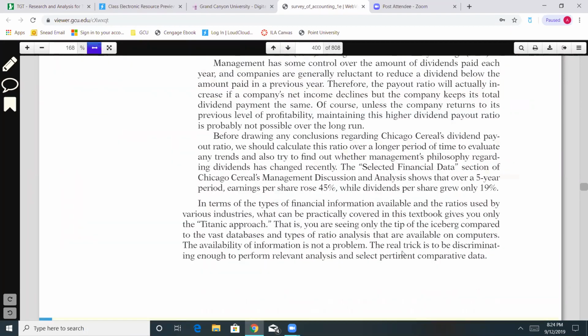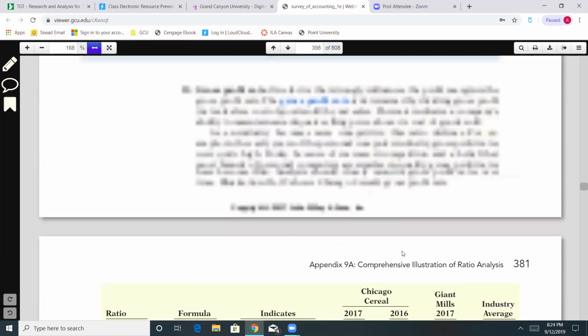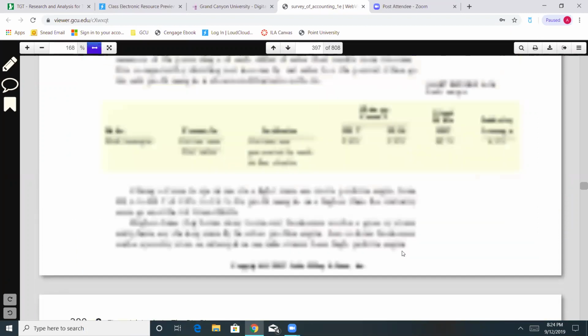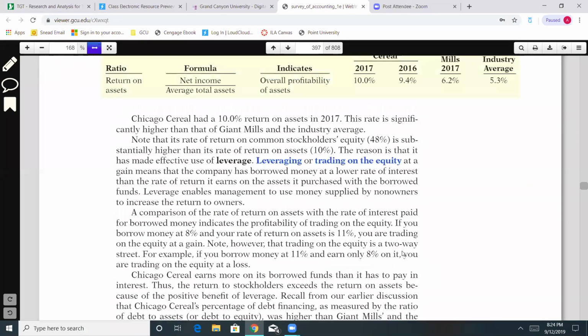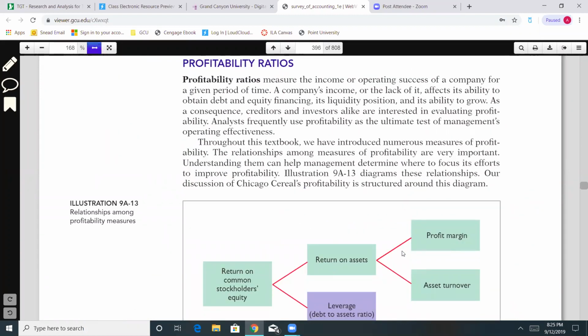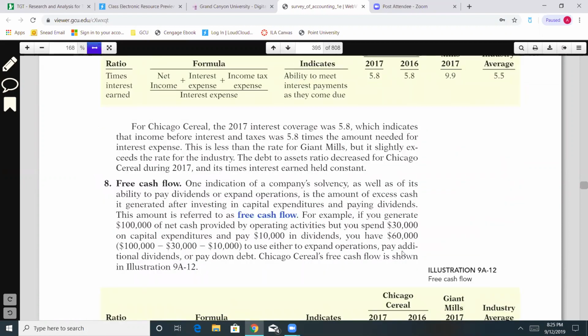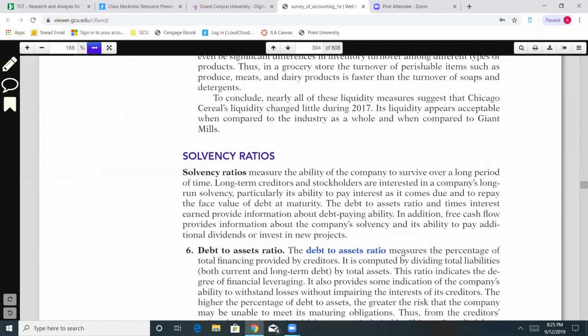So this one has got 1, 2, 3, 4, 5, 6, 7, 8. Profitability's got 8 of them in there. I'd pick 3 at least to do. I don't expect you to do all 8 of them. If there's an industry average on that MSM page, I'd pick that one because you could elaborate a little bit more on that one. But there were only 3 listed for the solvency ones.